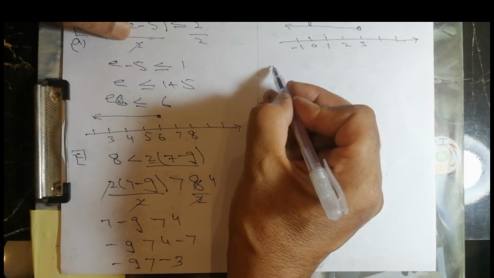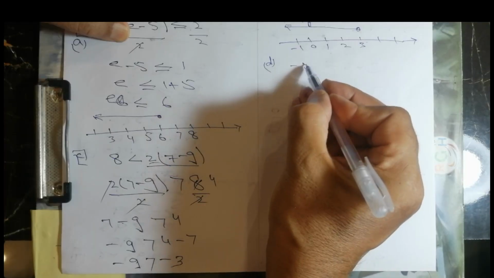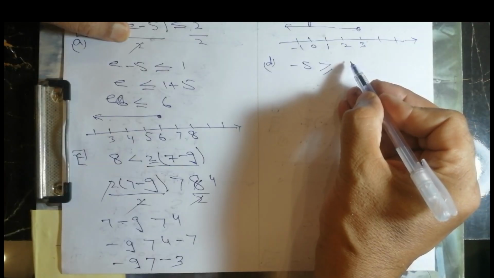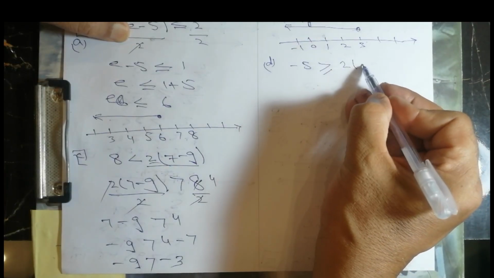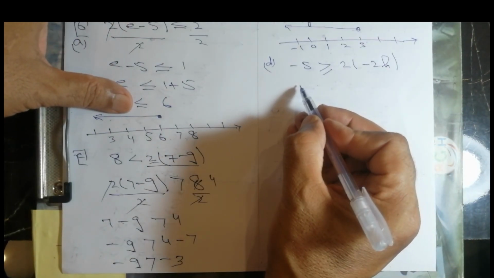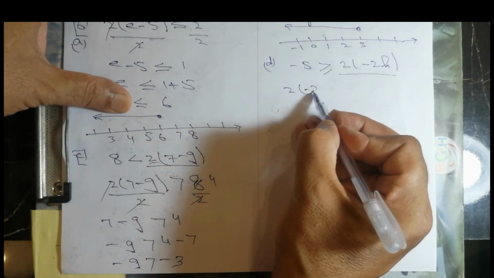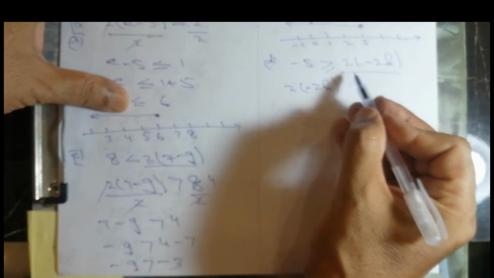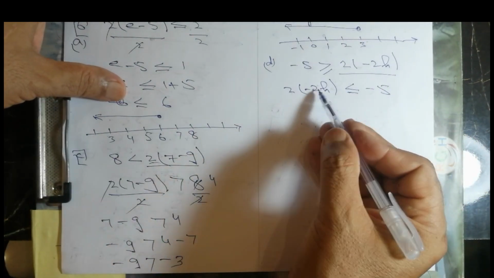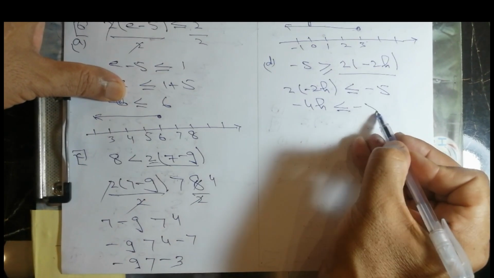Next question is part D, question number 6, part D. Minus 5 greater than or equal to 2 into minus 2h. So we can transfer it completely to this side. 2 minus 2h, this is less than minus 5. Now multiply this out, minus 4h less than or equal to minus 5.